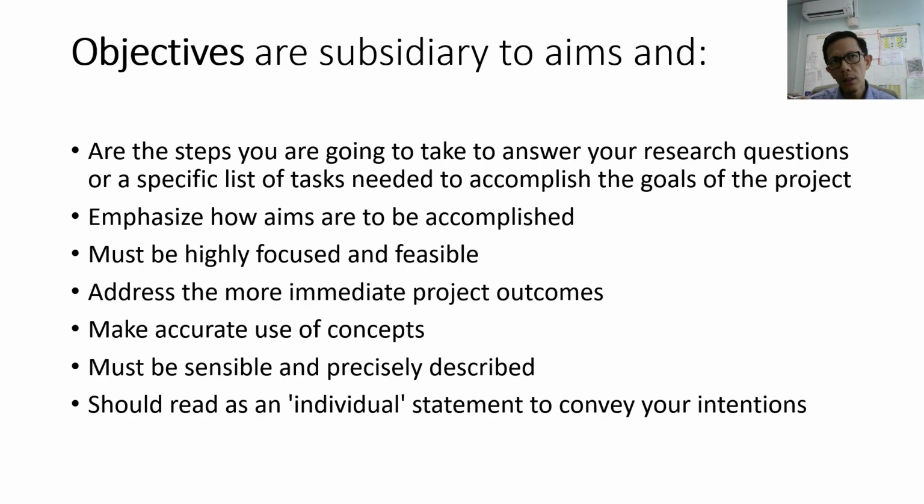And then at the same time you have objectives. You have aims and you have objectives. Even though in many papers they are being used interchangeably, right? But according to this resource that I took this content from, objectives are subsidiaries to aims. Objectives are basically steps you are going to take to answer your research questions or specific list of tasks needed to accomplish the goals of the project. So objectives emphasize how aims are to be accomplished.